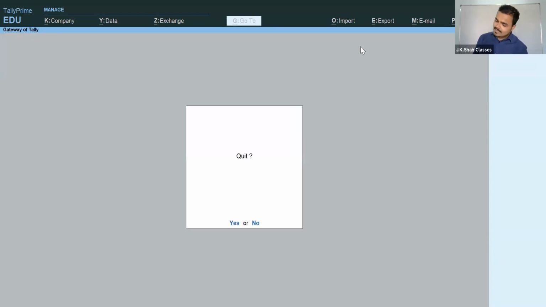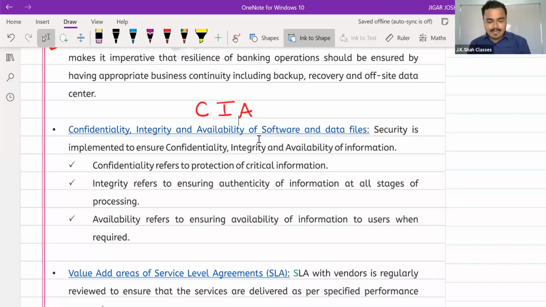So, moral of the story, sir, controls must be designed in such a way that they maintain confidentiality, integrity, and data must be available as and when needed. Am I very clear to you people? Yes, sir.